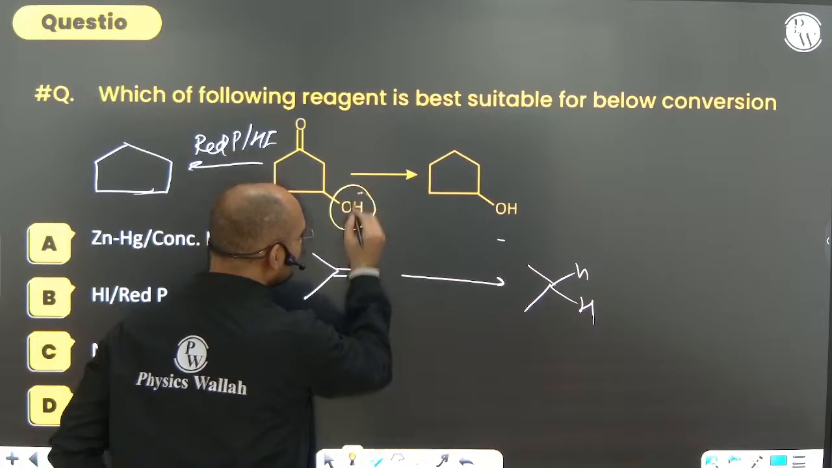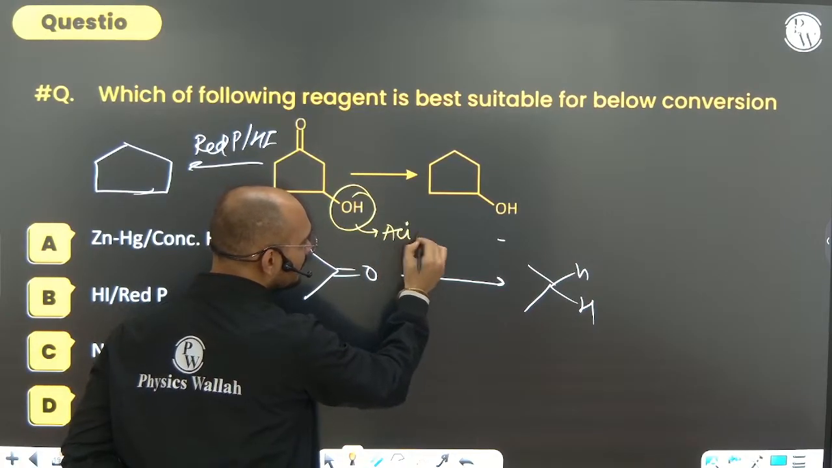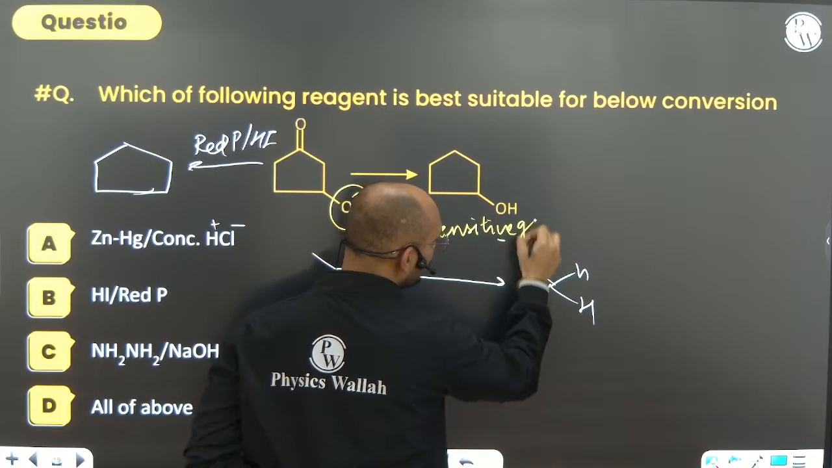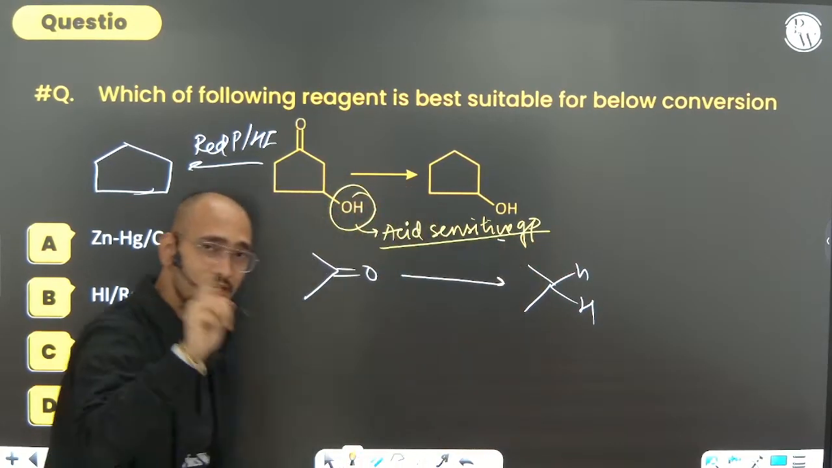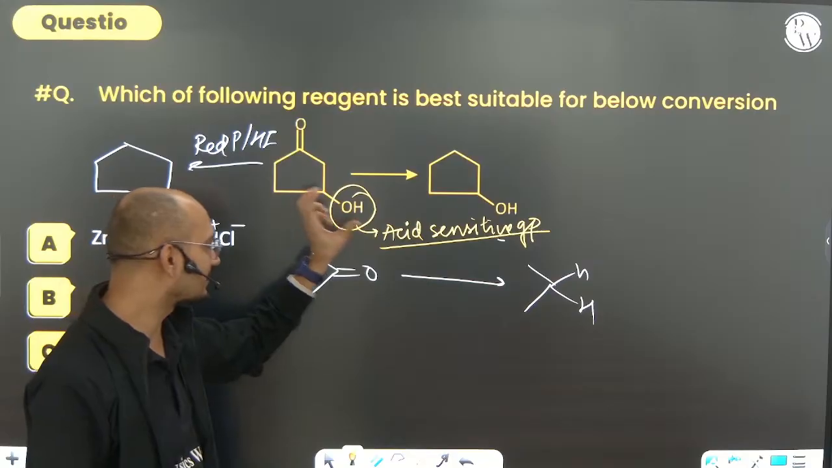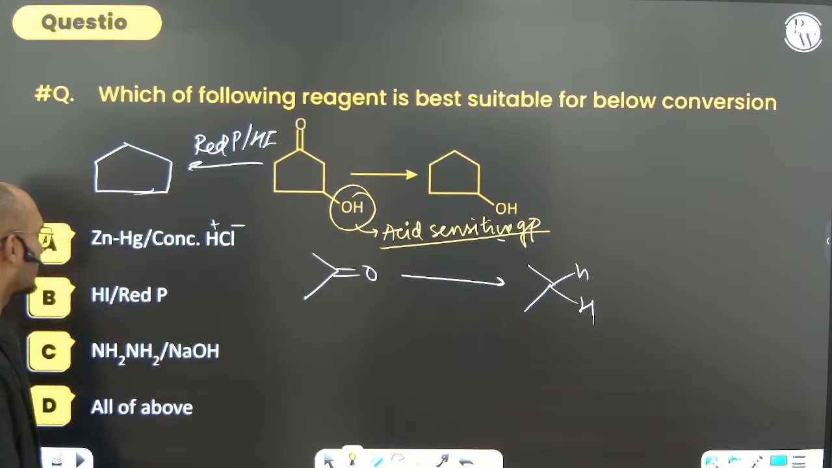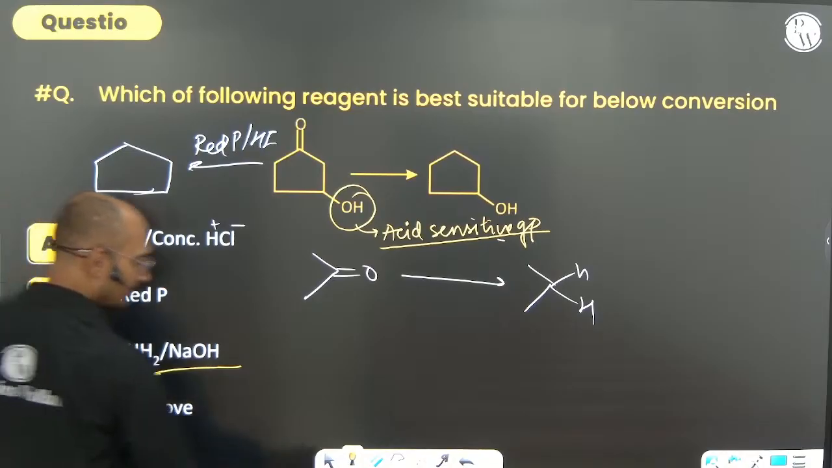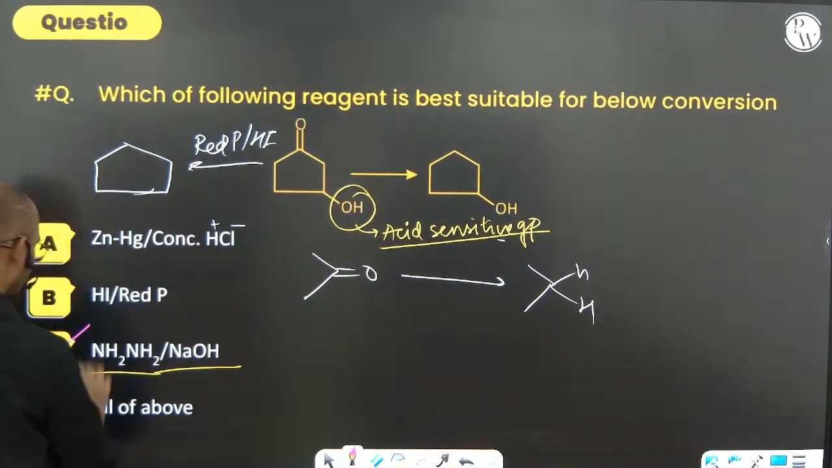you have to keep in mind that OH is an acid sensitive group. So you should not use such a kind of reducing agent that is having acid in it. So no, do not use it. So is there anything that has base? I hope you all can see the NH2. This is a better one to go with. So option C is the best option to go with.